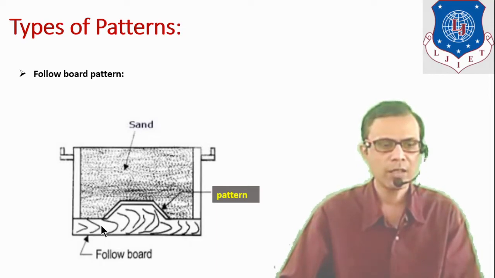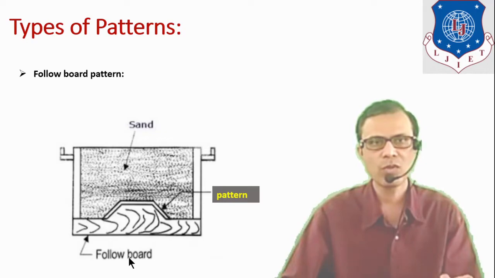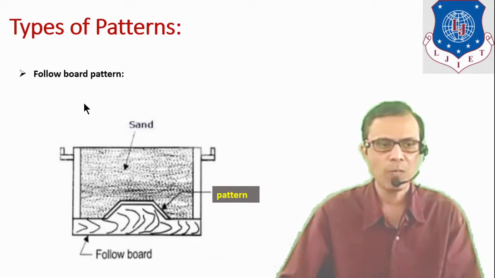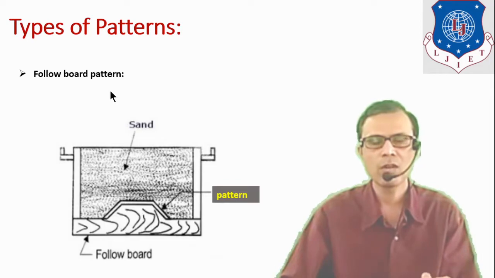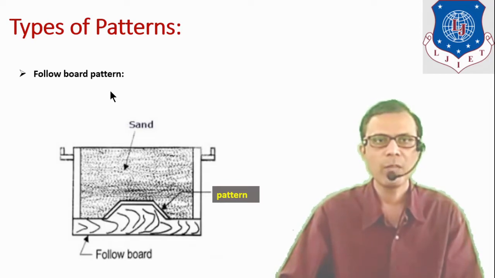You can see in this diagram it is a pattern and you can notice that it is very delicate and thin in section, and it is a board which is used to support this pattern. It is known as a follow board. So purpose to use follow board is to support the pattern and it also provides a seat for the pattern. So this type of pattern is known as a follow board pattern.